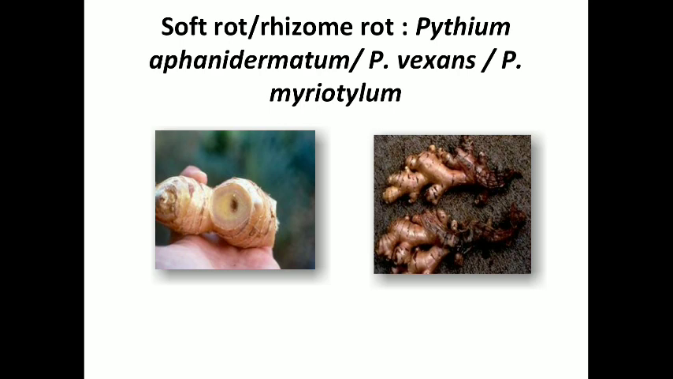The disease is soft rot, which is also called rhizome rot, caused by the fungus Pythium aphanidermatum or Pythium vexans or Pythium myriotylum. Let's see symptoms. The pathogen infects at the collar region of the pseudostem and then progresses upward and downward, and it initially becomes water soaked, and the rotting spreads, resulting in soft rot. In case of leaves, light yellowing, drooping, withering and drying of pseudostem are observed.